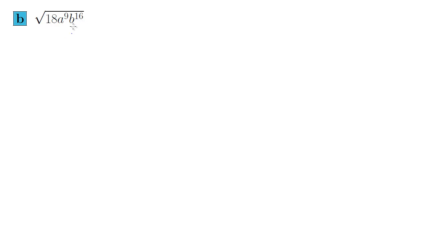Okay, so part B gives us a fairly monster square root to simplify here. But remember, we're going to treat each variable separately and also treat the coefficient separately. So to help simplify the problem a little bit, let's consider the 3 things we have going on. We have the square root of 18. We have the square root of a to the 9th. And we have the square root of b to the 16th.